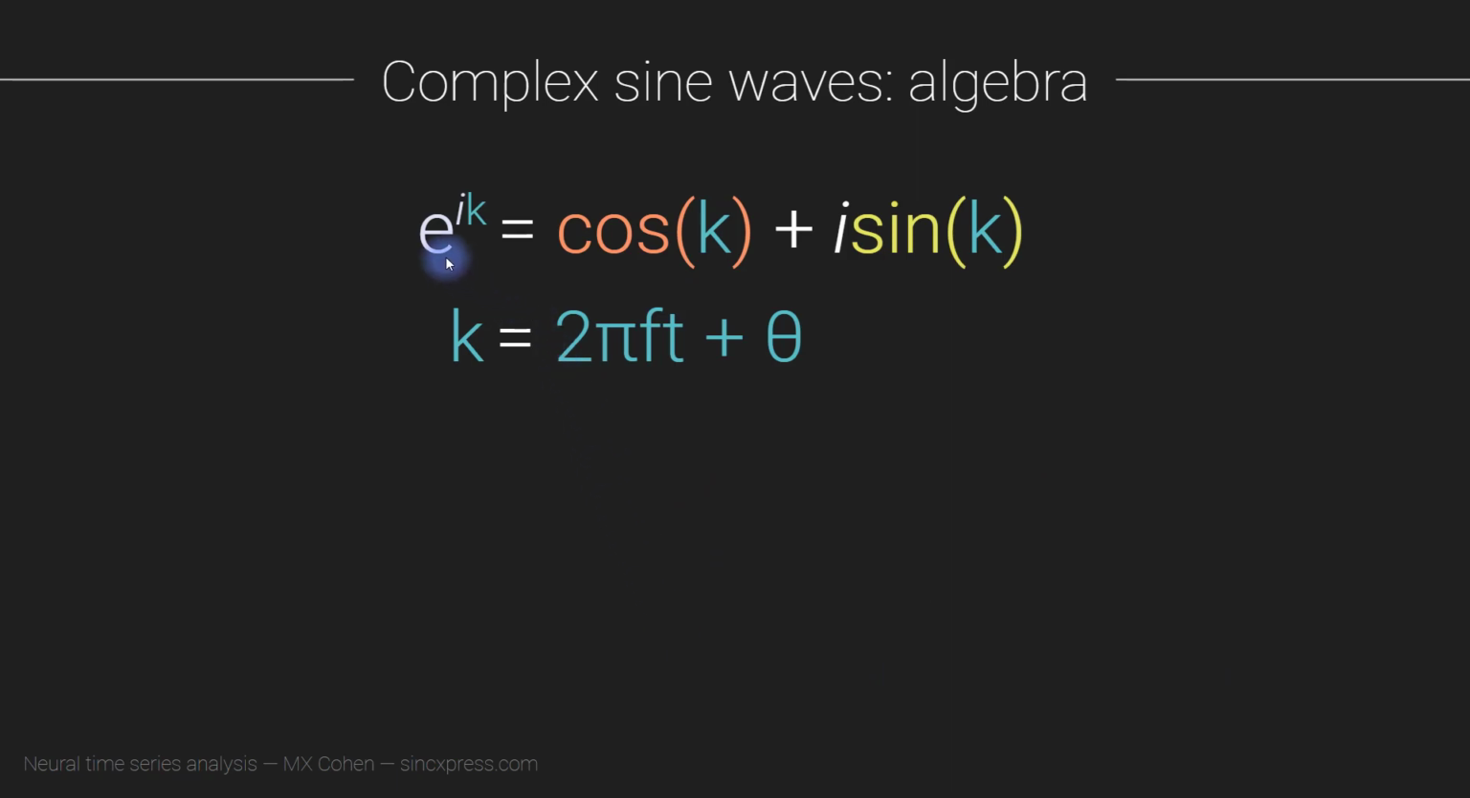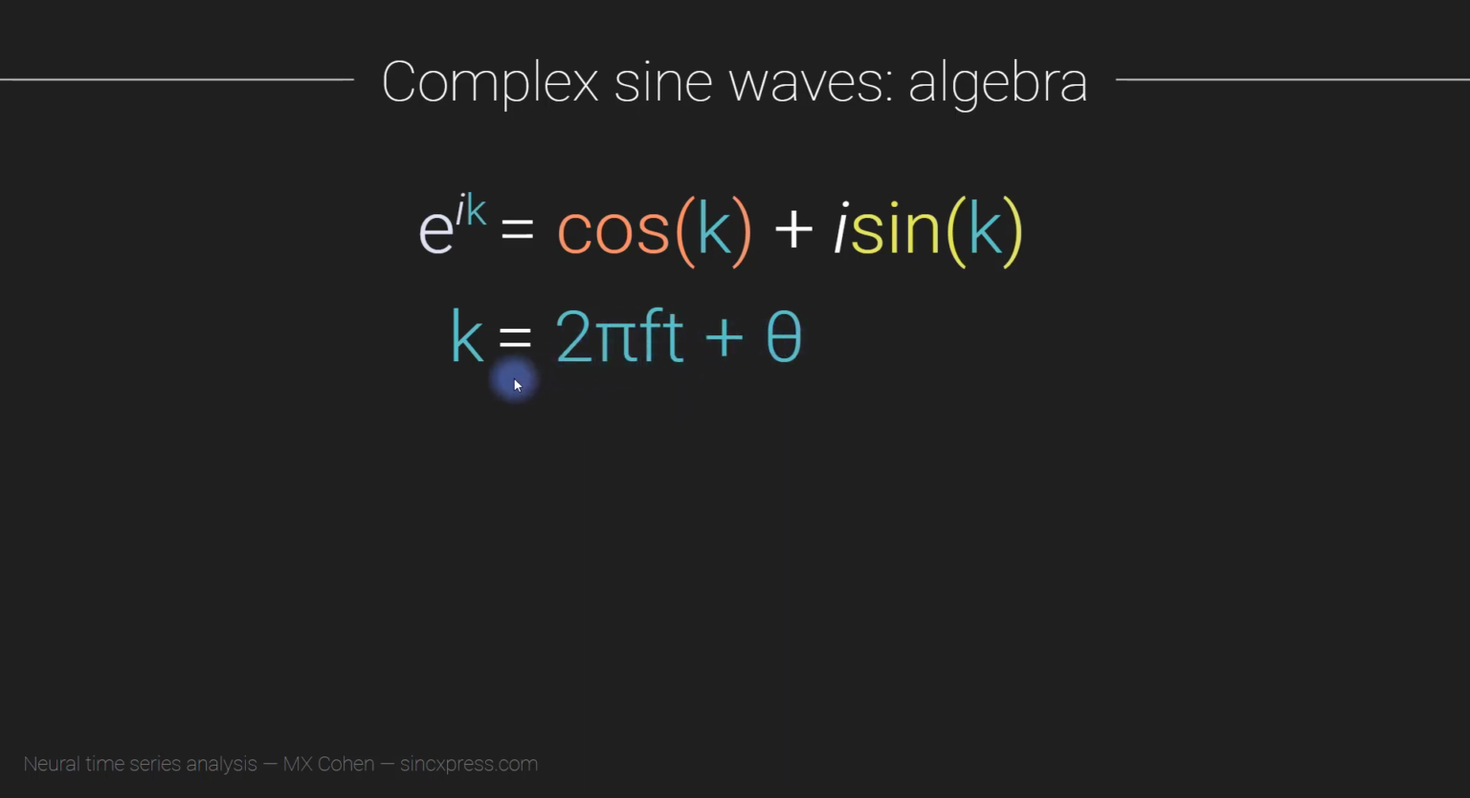Here we have the familiar Euler's formula, e to the i k equals cosine k plus i sine k, where e is the natural exponential, i is the imaginary operator, so the square root of -1. That's the same as this i here. And k is some angle. So now what we are going to do is replace k with a longer expression. So instead of k just being one number, just being an angle, k is going to be this entire expression, 2 pi ft plus theta.